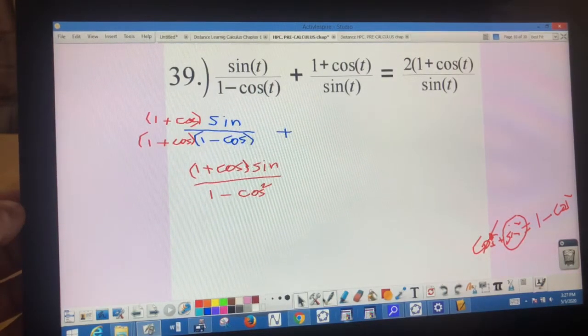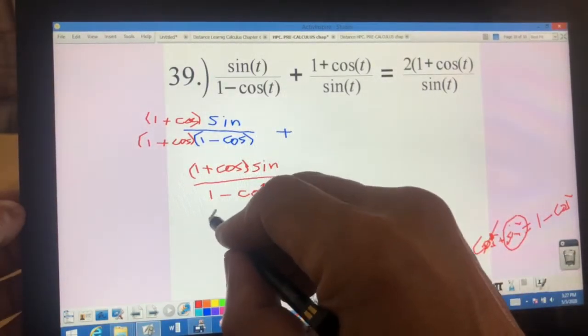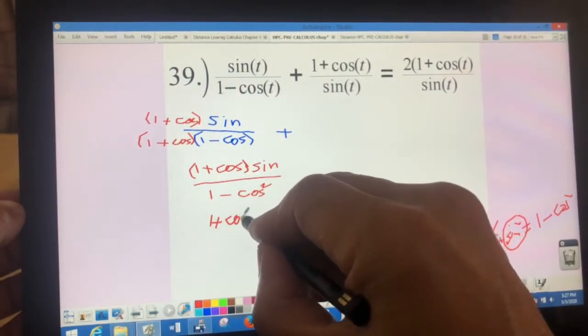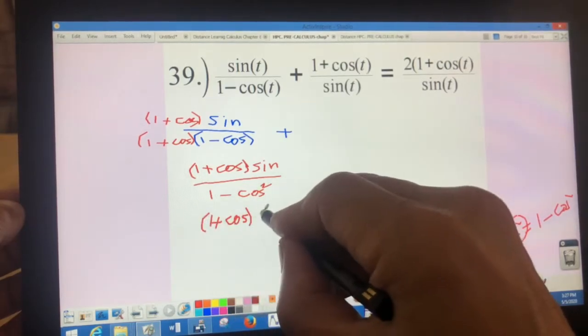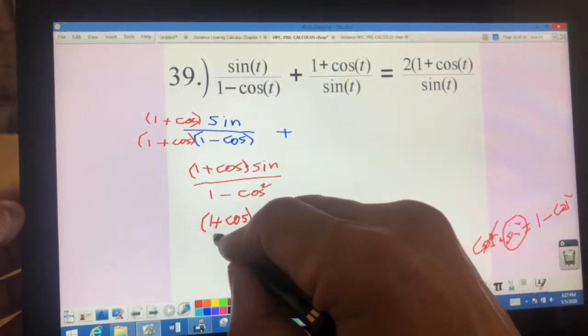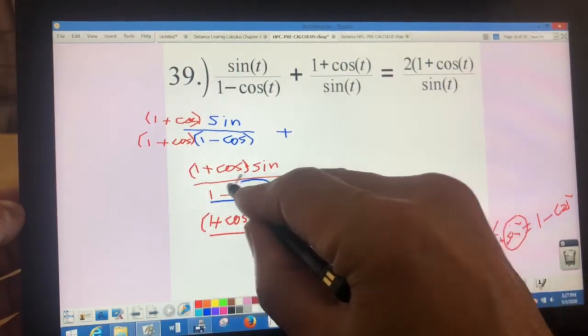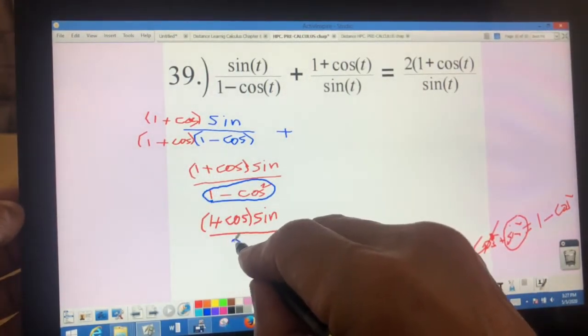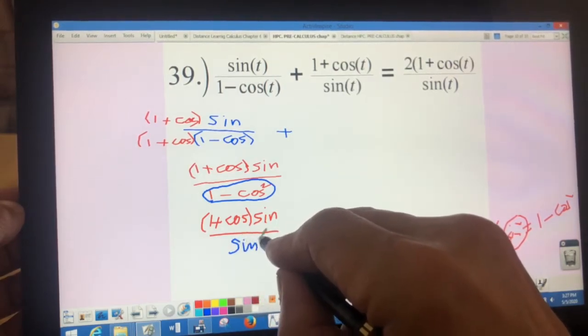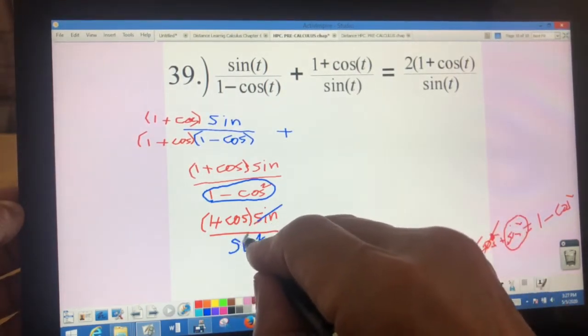Okay, so I need that little bit more room. So you got 1 plus cosine here in a parentheses. You got sine squared here. You know what to do now. The 1 minus cosine squared down here, I'm turning it into sine squared. And then at that point, you'll know what to do.